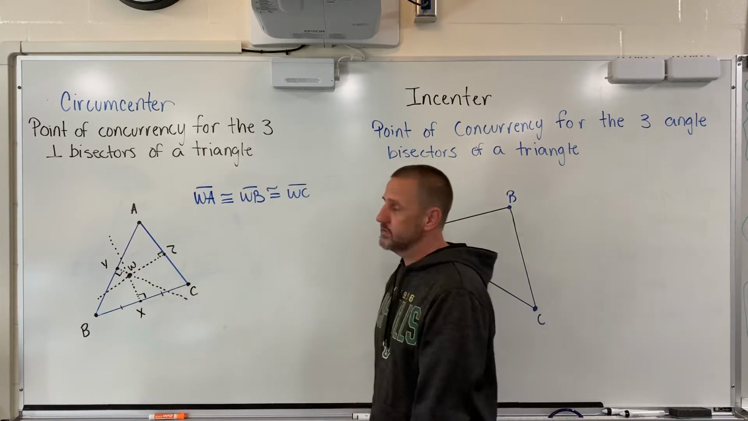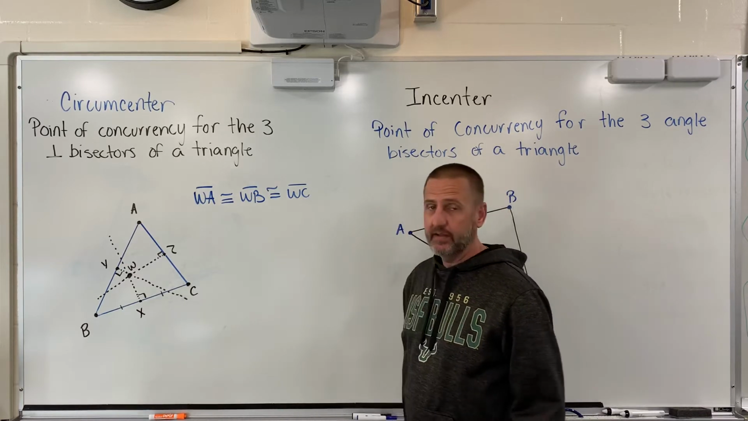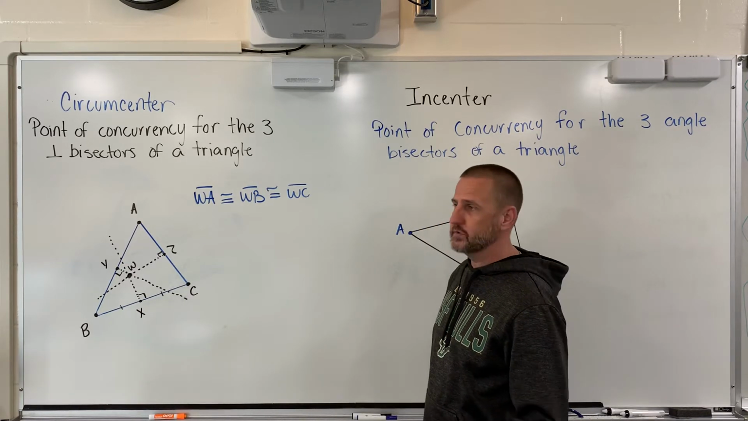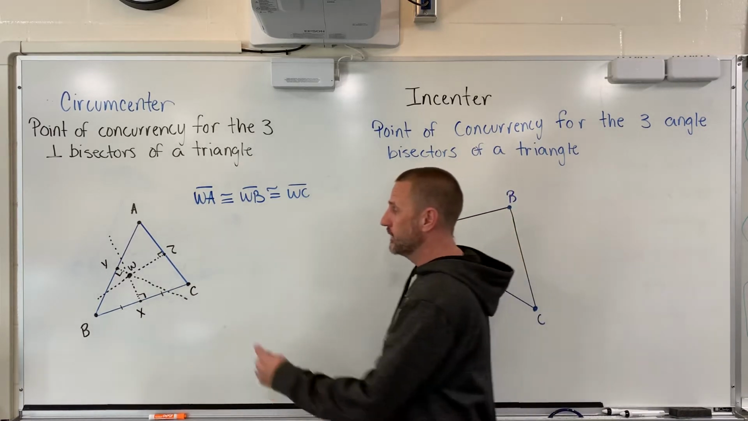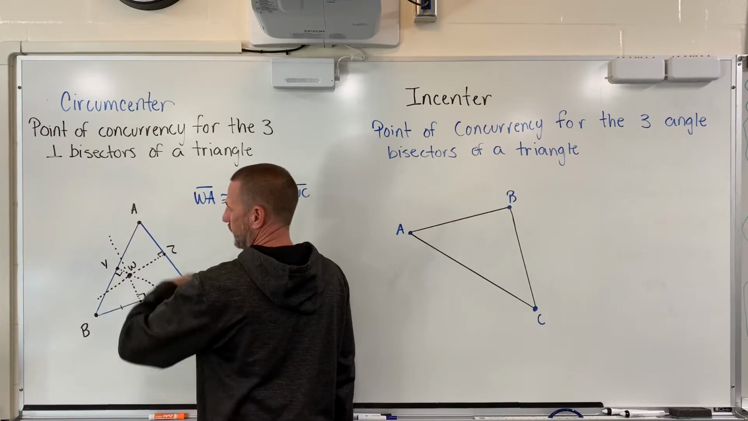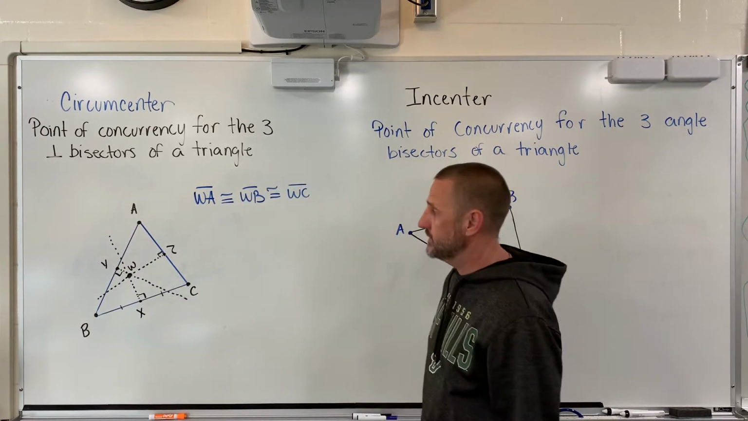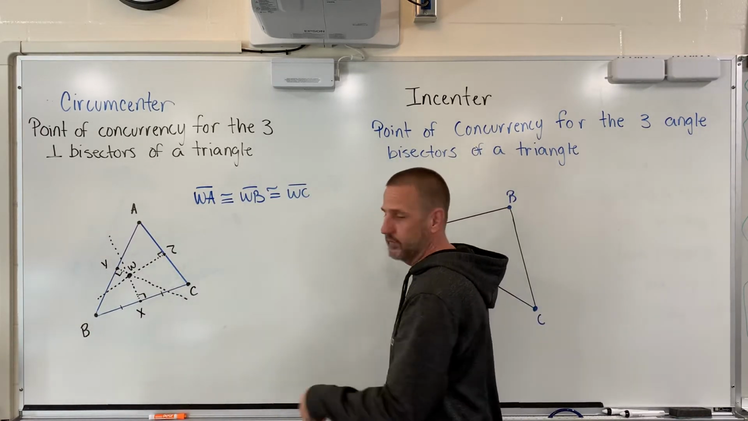Now, we call it a circumcenter because this point is the center of a circle that goes around, like the circumference of a triangle. So we have circumference of a circle, which is the outside of a circle. Well, the circumcenter is going to be a circle that goes around this triangle.